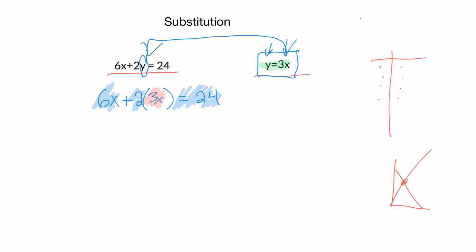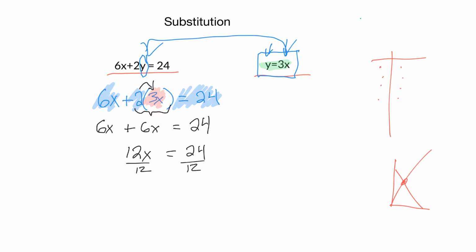Now I have to simplify. To do that, it's not too bad. The 6x in the beginning, nothing's happening to it, so it's going to stay the same. But this part right here is being multiplied. So 2 times 3x gives me 6x equals 24. 6x plus 6x, I can combine that and get 12x equals 24. Divide by 12 for both sides, and I have an answer of x equals 2.